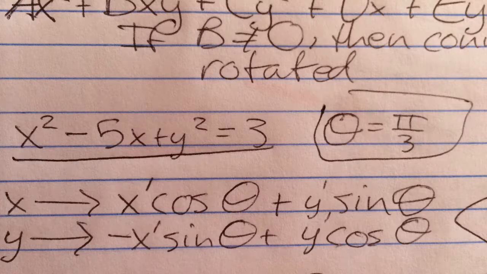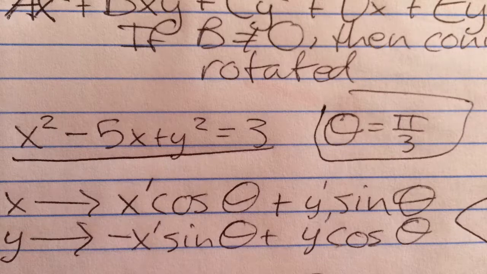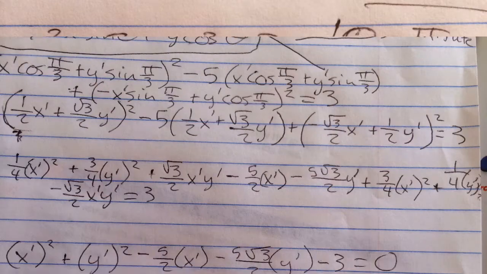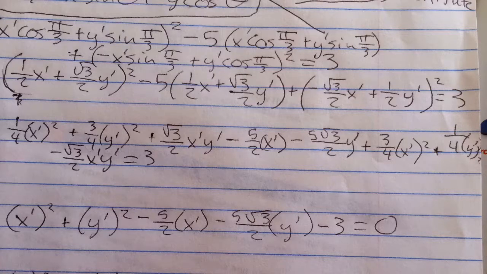And that brings us to our first topic of the day, which is writing rotation equations. Here we are given x squared minus 5x plus y squared equals 3, and we are also given the rotation of theta, which is pi over 3. In order to write this equation with respect to the rotation of pi over 3, we have to substitute x with x prime cosine theta, and we have to substitute y with negative x prime sine theta plus y prime cosine theta. As you can see here, I've already substituted that in the equation.